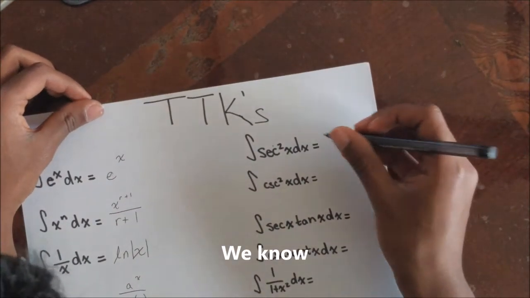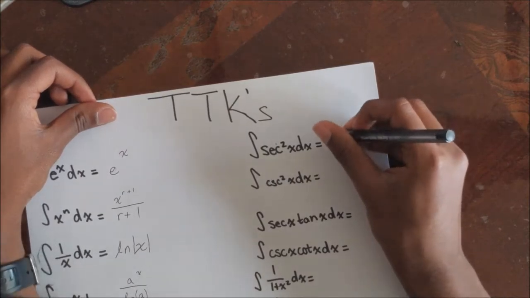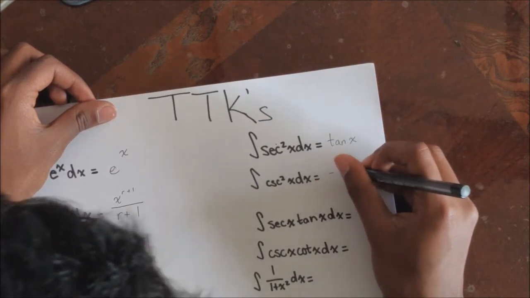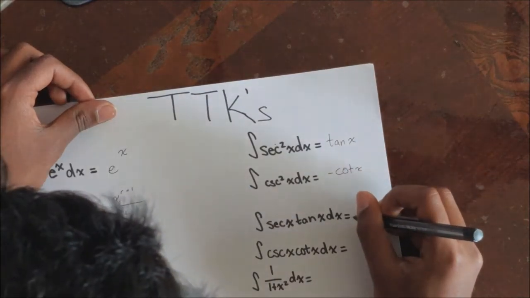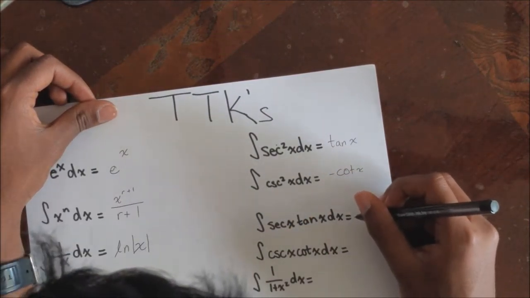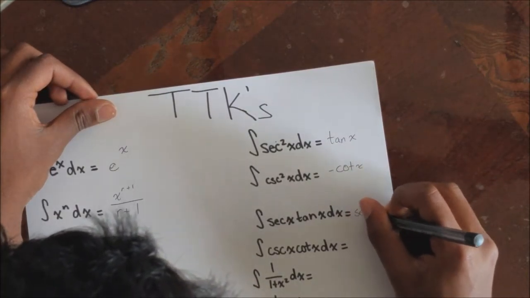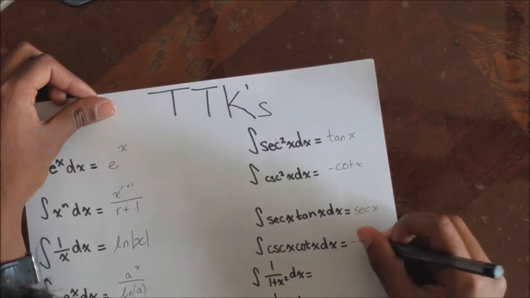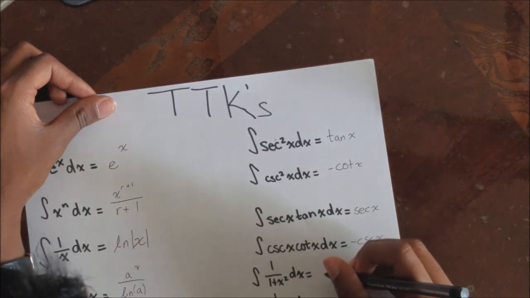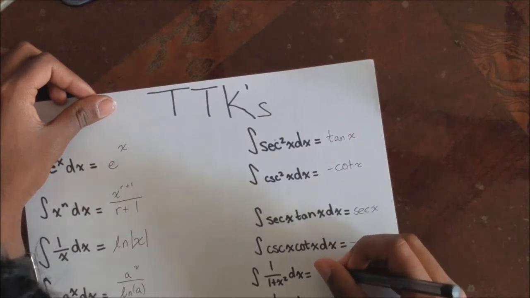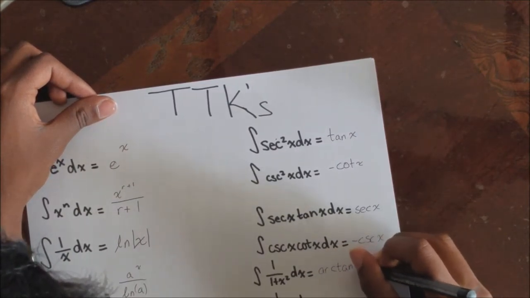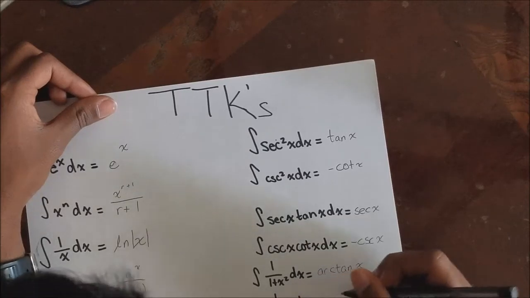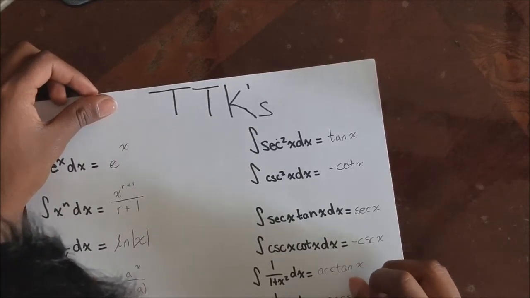I'm so silly. Now you have the integral of secant squared of x dx. That is simply tangent of x. Cosecant squared of x dx is negative cotangent of x. Don't forget the negative. When you have secant of x tangent of x, your integral for that function is simply secant of x. And then you have cosecant x cotangent x. The integral of that is negative cosecant of x. 1 over 1 plus x squared dx: the integral of that is simply arc tangent of x. When you have 1 over the square root of 1 minus x squared, the integral of that would be just arc sine of x.